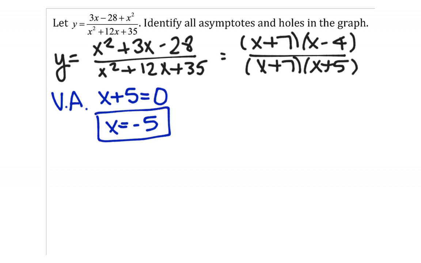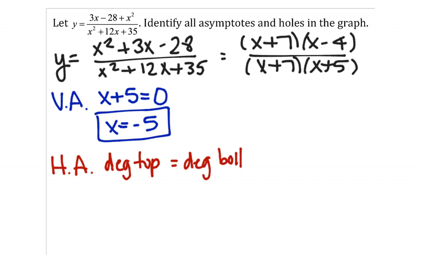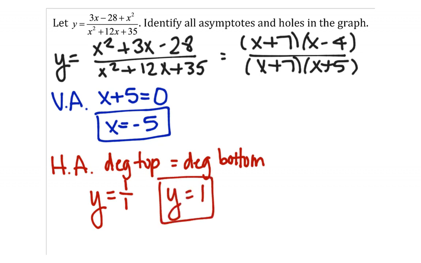For the horizontal asymptote, we compare our degrees. The degree of the top is 2. The degree of the bottom is also 2, so the degrees are equal. And because of that, we take the leading coefficients, which is the coefficient in front of the x squared terms, for top and bottom. So we have y equals 1 over 1, or in other words, just y equals 1.